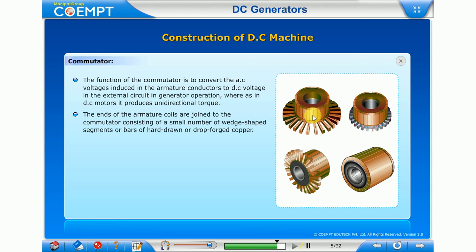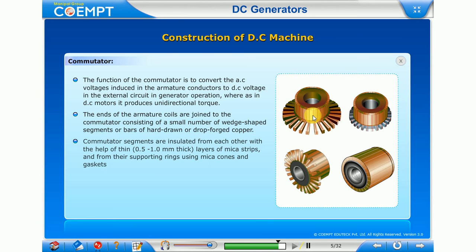Individual brushes are supported in metal brush holders as shown in the figure. Studs attached to the rocker ring support the holder. The connection between the brush and brush holder is made through a flexible lead of braided copper wire called a pigtail or a shunt.